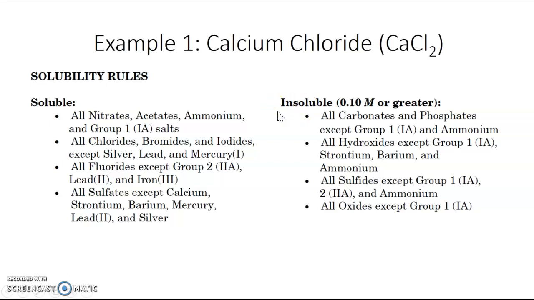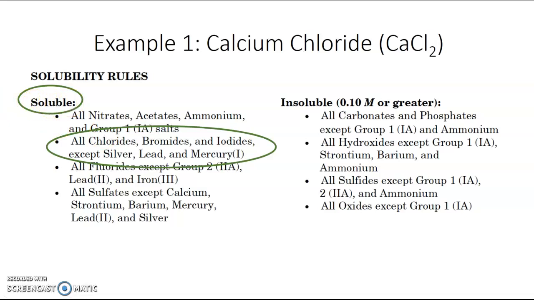Our first example is calcium chloride, CaCl2. In order to determine whether calcium chloride is able to dissolve in water, we're first going to start by looking for the anion on the list. So we've got chloride. We're going to start on the top left and work our way across. Nitrates, acetates, acid, ammonium, all chlorides. So here we go. We found the rule that addresses chlorides. They are generally able to dissolve in water.